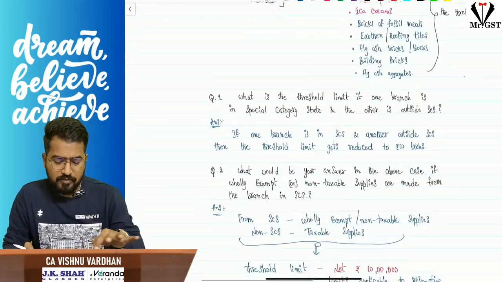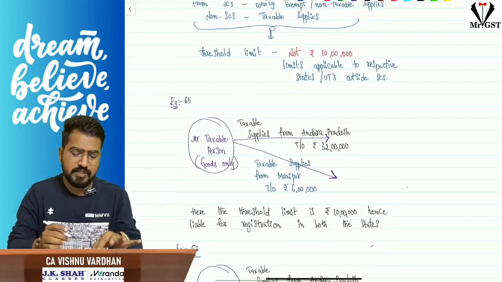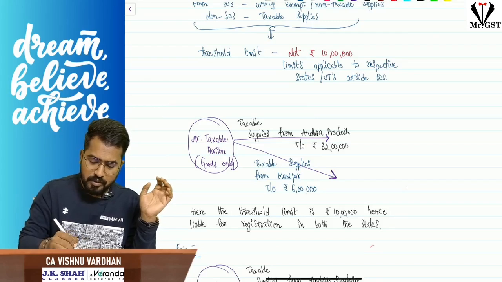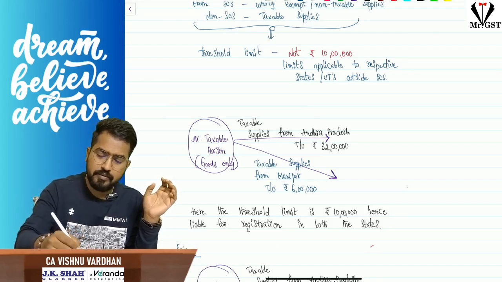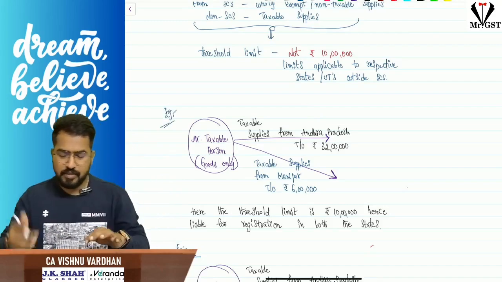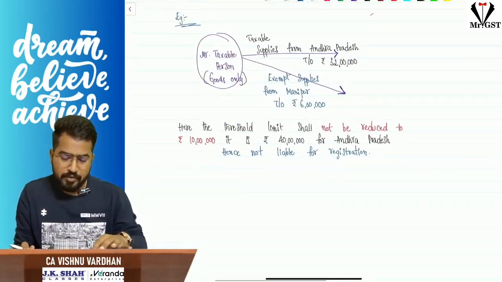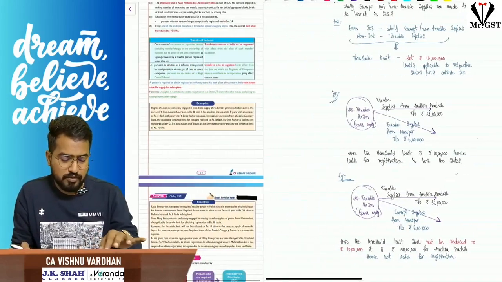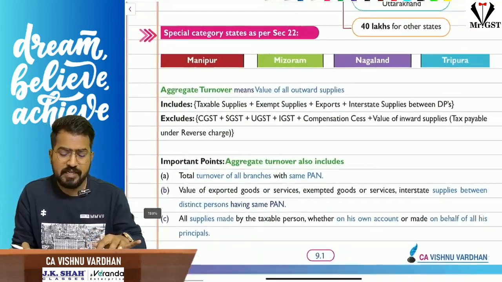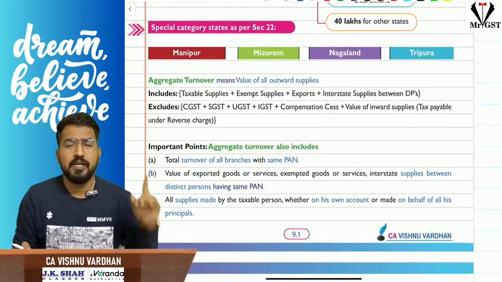So here I have given some small examples, you can just go through all of that, and this PDF of course will be uploaded. You can just go through that link in the video. Yes, so just go through these small questions. In section 22 the threshold limits are very important, we have discussed that, and the aggregate turnover definition we have already seen in composition scheme.